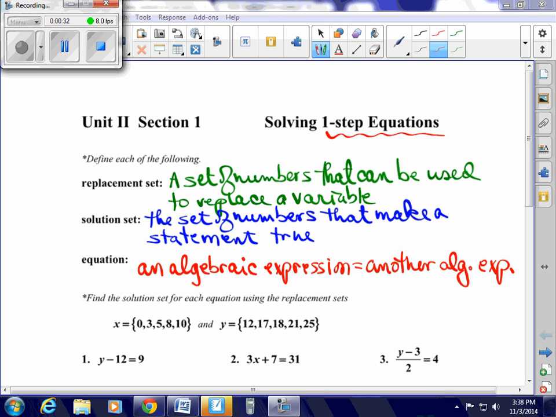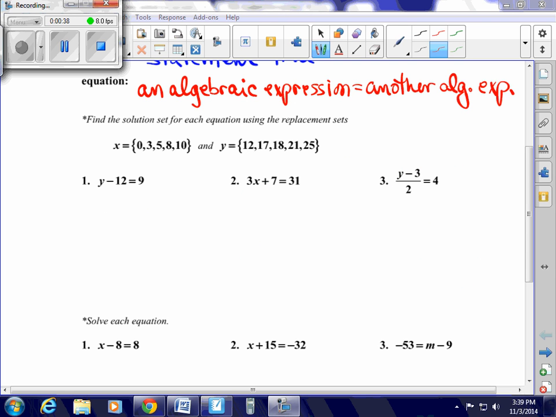If you need a couple of minutes to jot this down, go ahead and pause the video and come back when you're done. Otherwise, what we're going to be doing is using these replacement sets, these are the numbers that we get to choose from, to solve each of the following equations.